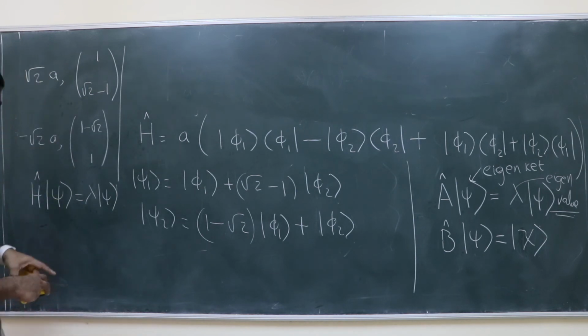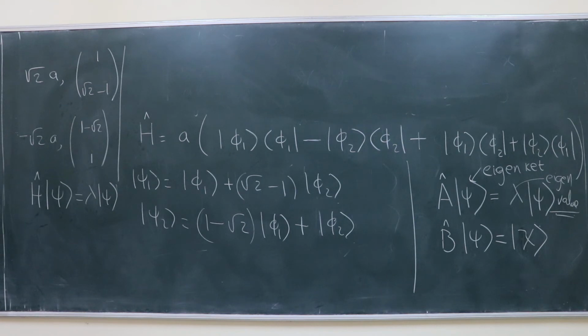Somebody was suggesting that you take a bra psi here, but that may not work, because bra psi H ket psi will give you just lambda. We can't do that, because ket psi is unknown. So ket psi is unknown, so we can't do anything. Can anybody think about something?